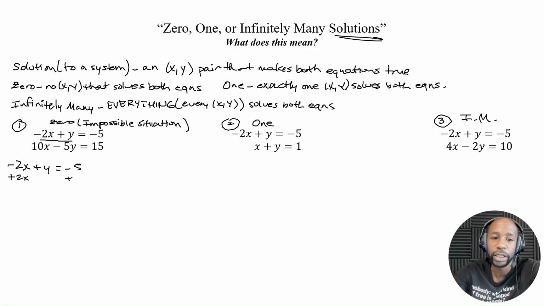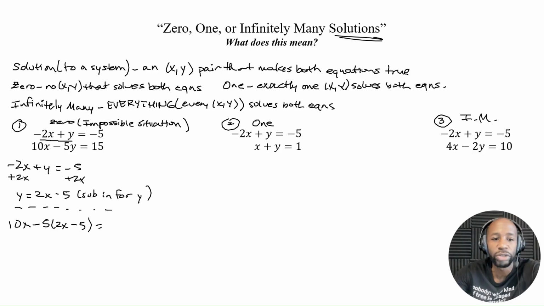Add 2x to both sides. So y is equal to 2x minus 5. Okay. Now we're going to sub this in for y in the second equation. So there you have, 10x minus 5y, but in place of y, we're going to put 2x minus 5 equals 15. Okay. Distribute, so you have 10x minus 10x plus 25 equals 15. And so you should probably see the impossibility here.